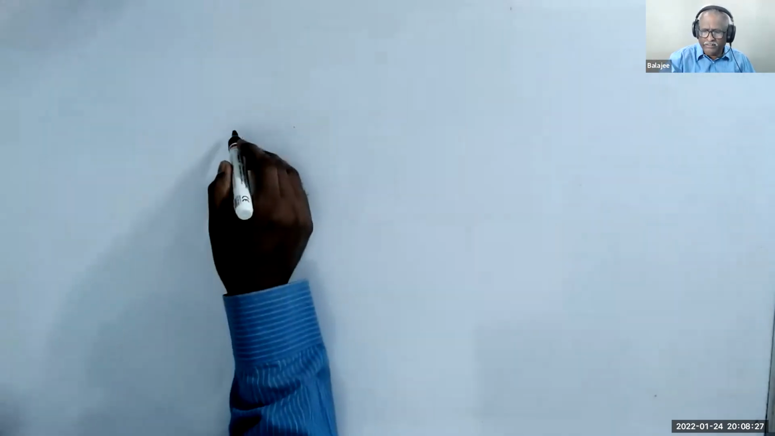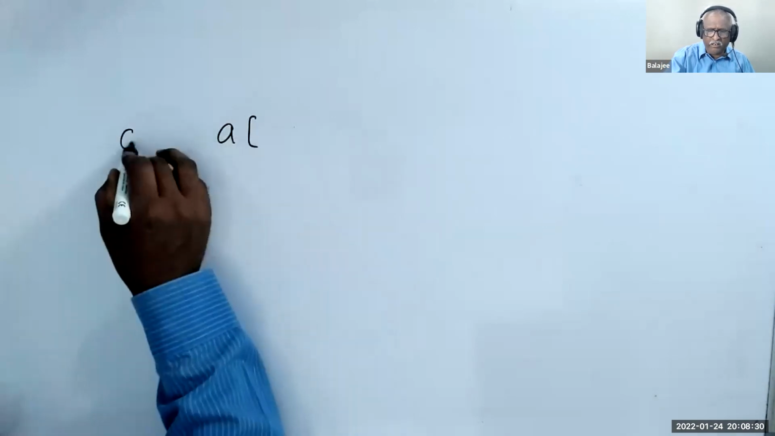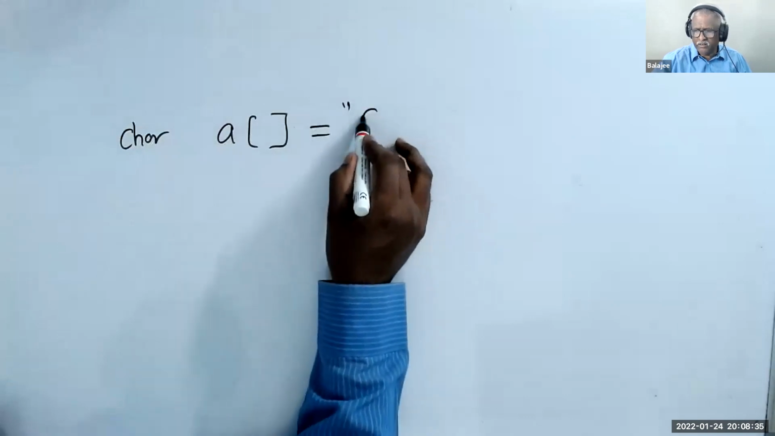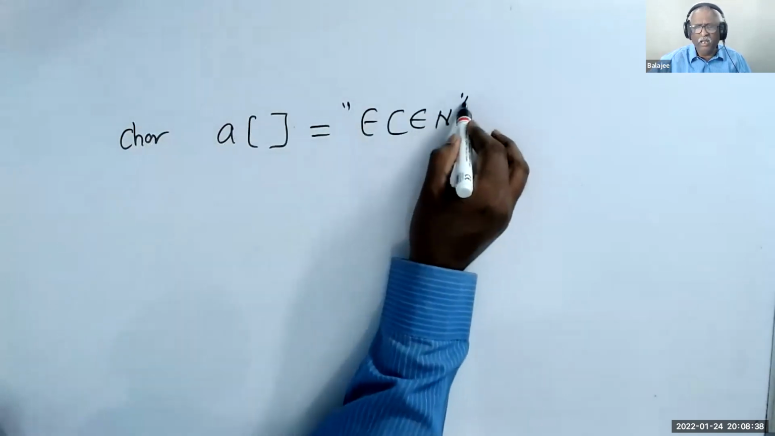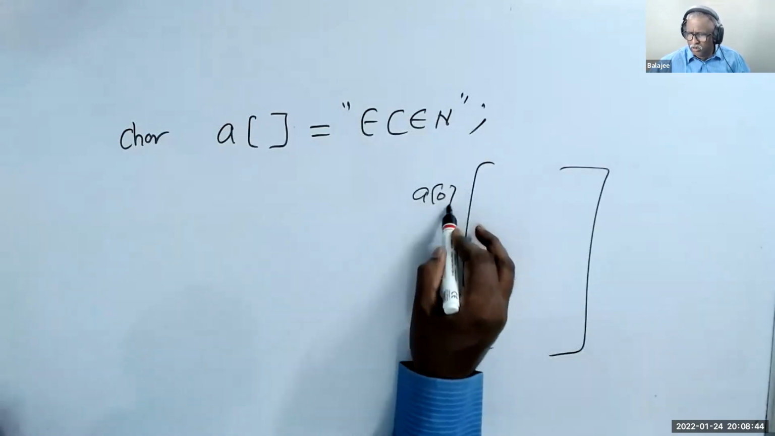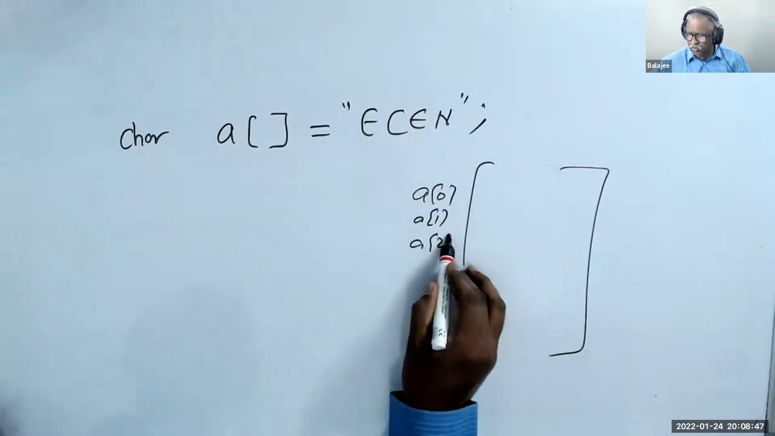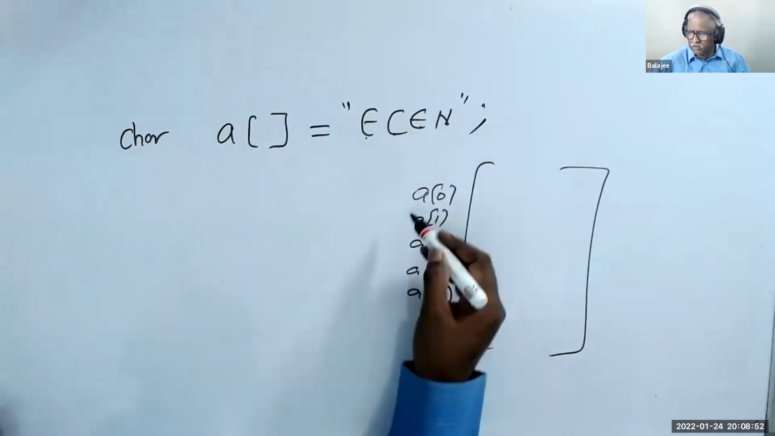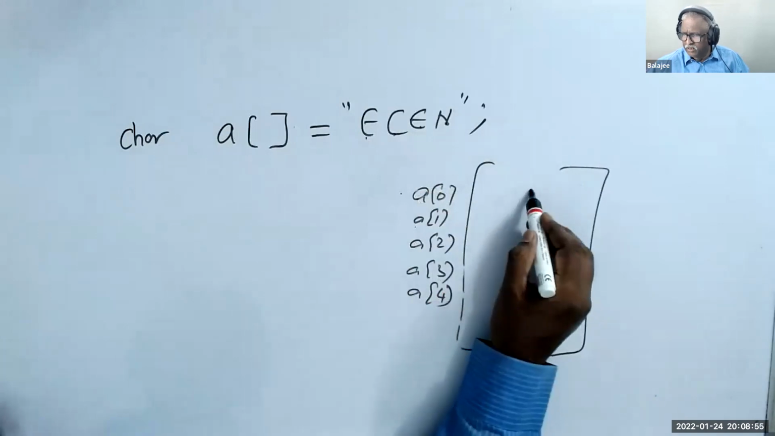Before that, somebody asked a doubt in the last class, which I'll explain to you: what is an extension. Suppose I say char A equals "ESN". I've told you that when you do this, in memory the compiler allocates A of 0, A of 1, A of 2, A of 3, and A of 4, because 1, 2, 3, 4, 5: 0, 1, 2, 3, 4.